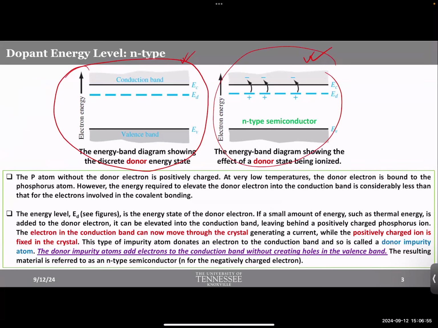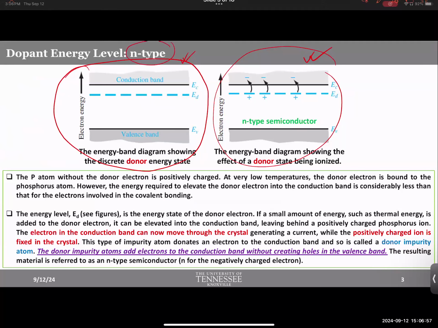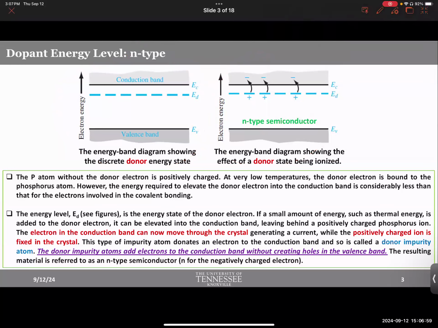Let's start with donor, the N-type semiconductor. Interestingly, let's start from scratch. Let's see what happens in pure silicon. You have the conduction band, you have the valence band. Where is the intrinsic Fermi level? We just talked about the intrinsic Fermi level being exactly midway between the conduction and valence band. That's an approximation, but we don't care. Just for simplicity, we assume that it's in the middle. Okay, now when you introduce a donor, where will the donor energy level be?